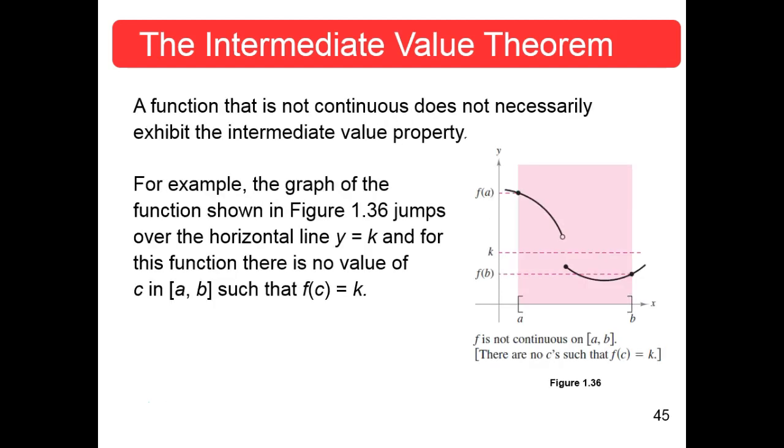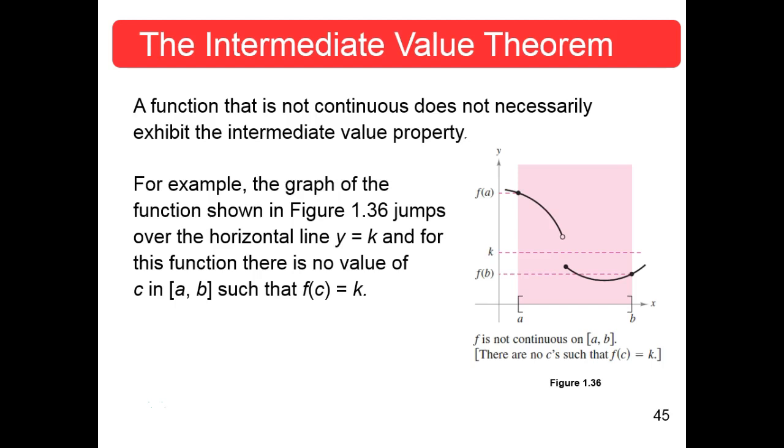A function that is not continuous does not necessarily exhibit the intermediate value property. Because if it has what we call a jump discontinuity, or actually any kind of discontinuity, there could be a k somewhere in there that has no c value. See, f of any value here is going to be greater than k. f of any value here is going to be less than k. Now, if this was a removable discontinuity, you still have that problem. If the k happens to be right through that hole, then it doesn't have a c value.